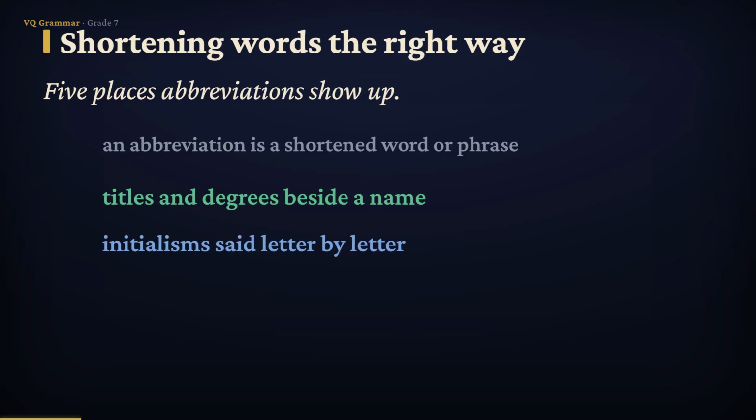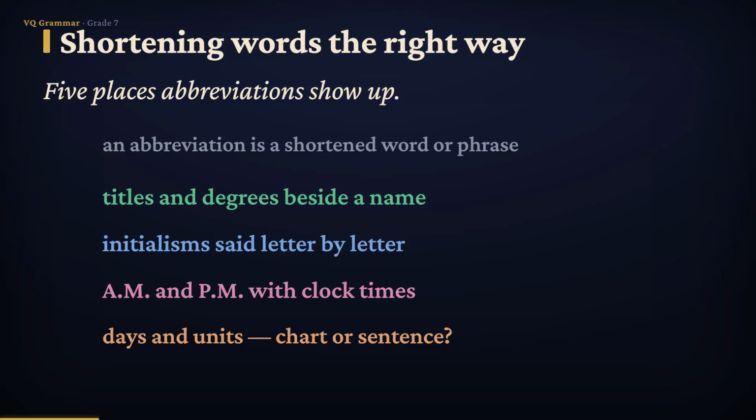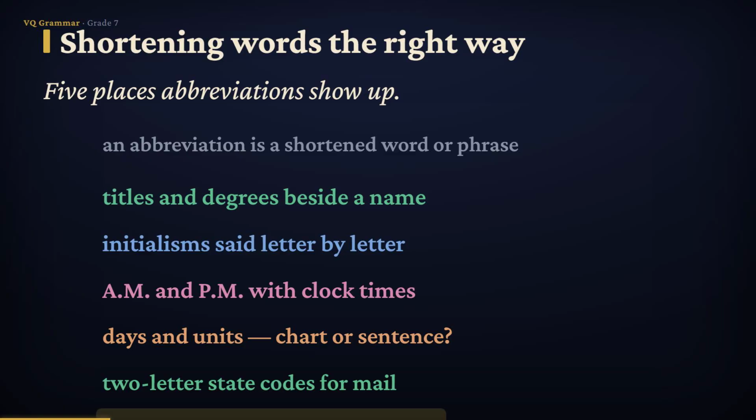Second, initialisms said letter by letter, like the letters in USA. Third, AM and PM with clock times. Fourth, days and units, where the big question is chart or sentence. And fifth, 2-letter state codes for mail. So it's a period for some, none for others. Let's take them one at a time.